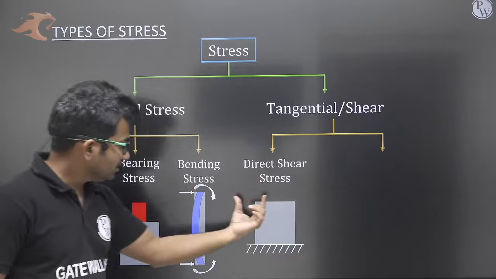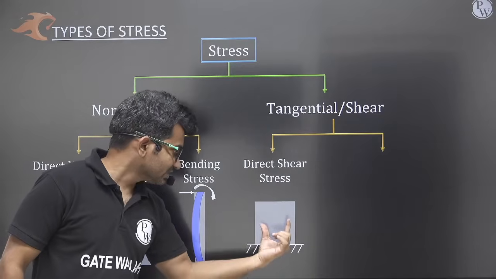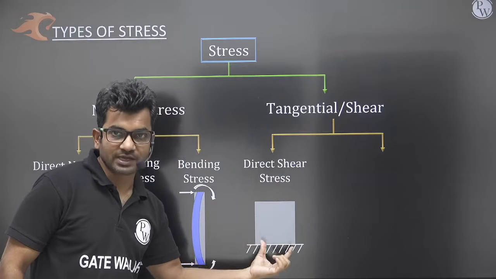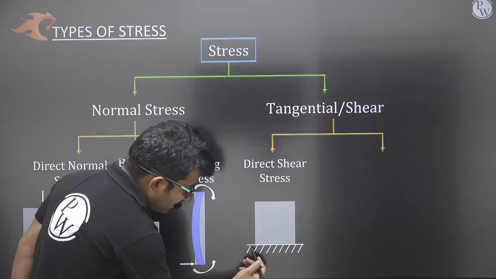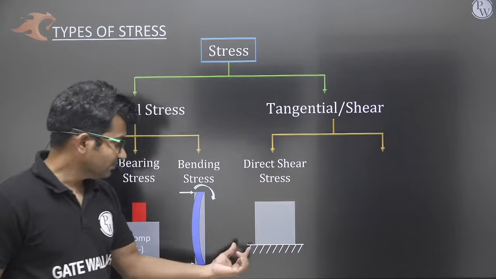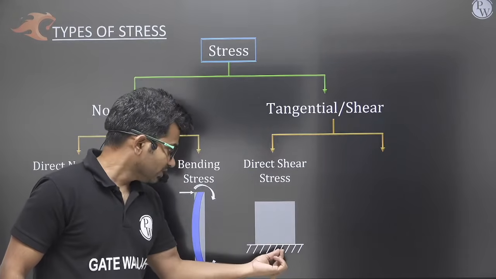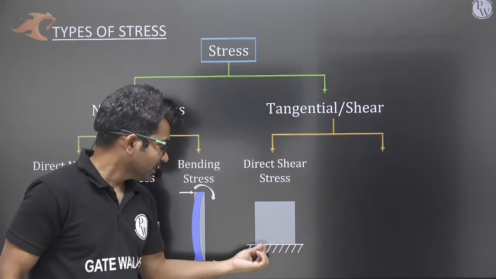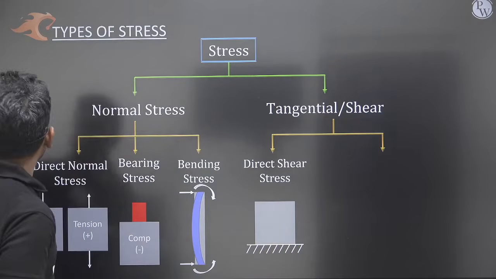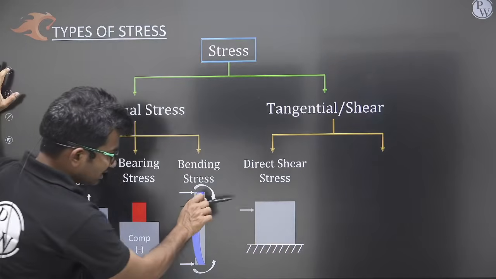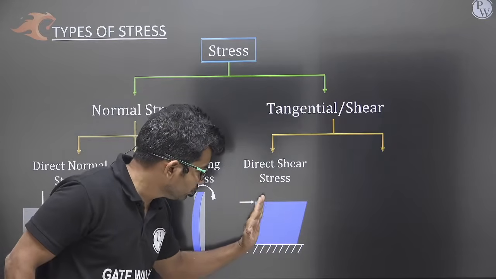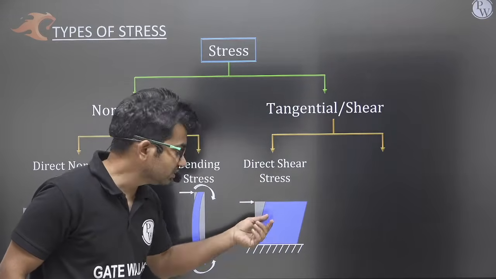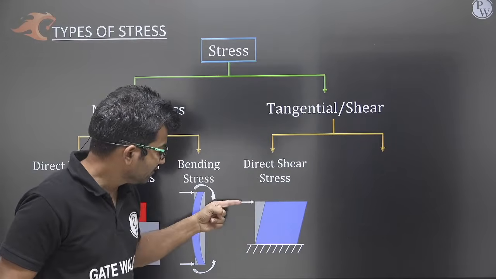When we look at the direct shear stress, let us consider a block, an element or a material kept like this, and we have fixed it to the ground. We have used strong glue and fixed it to the ground, and now if we apply a load like this, parallel to the section, parallel to the surface area, the tendency of this load will be to deform the shape. It will not change the length of the member, but it will deform the shape.